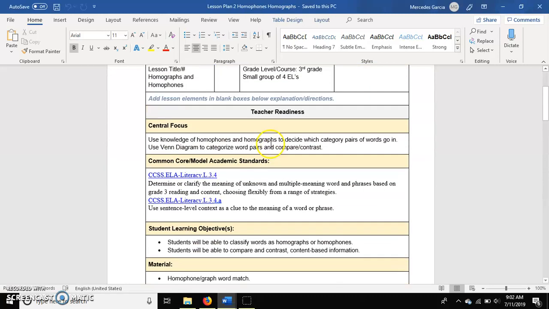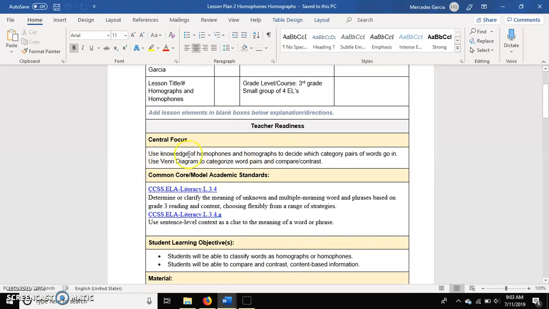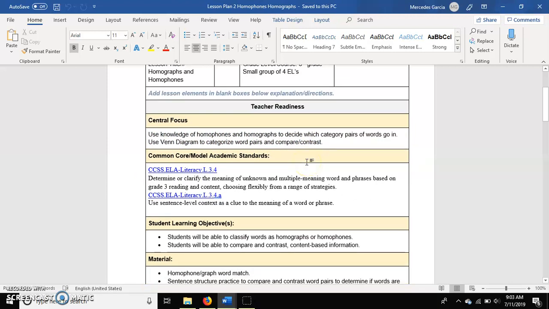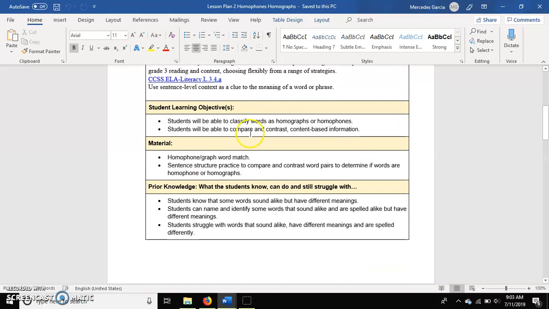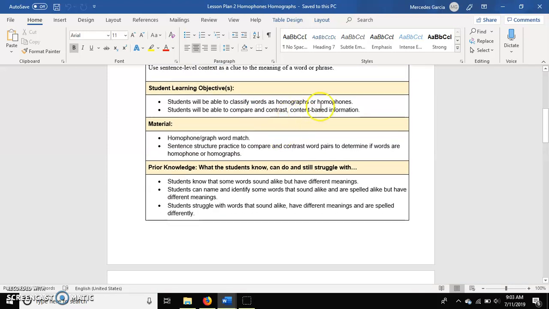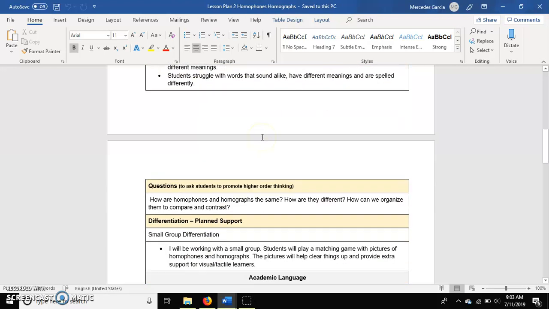Here's lesson plan 2, homographs, homophones. The central focus is to use knowledge of homophones and homographs to decide which category pairs of words to go in. They will use a Venn diagram to categorize word pairs and compare and contrast. They'll be able to classify words as homographs and homophones. They'll be able to compare and contrast content-based information.